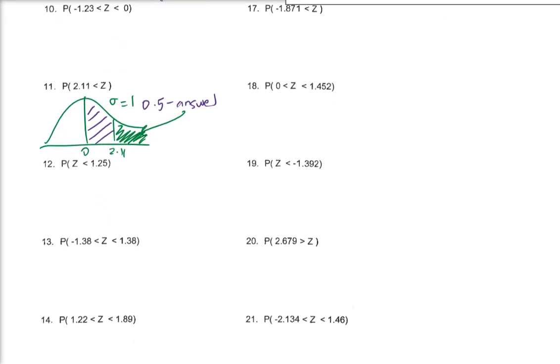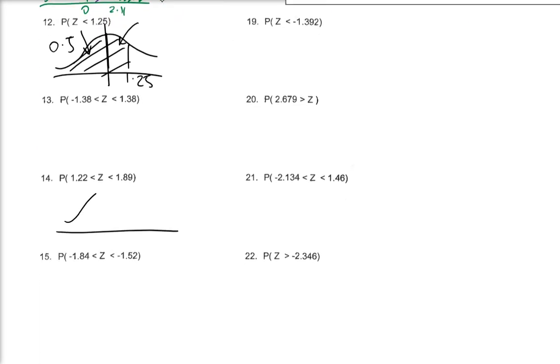All these other ones, that one there is the same thing, so you're looking for Z of 1.25 there. So you're asking for everything less than that. Okay, so that there is 0.5, so you're after whatever's in the table.